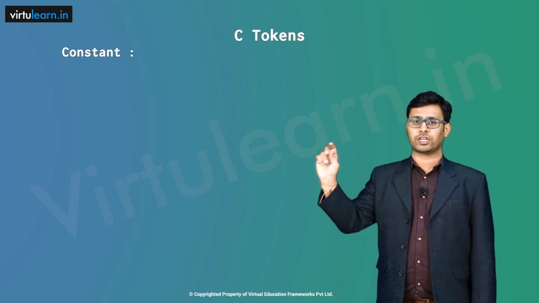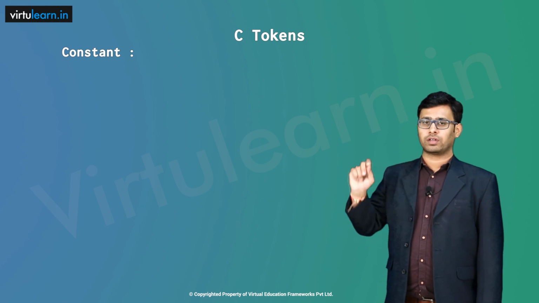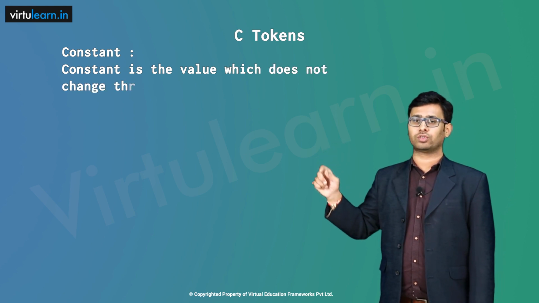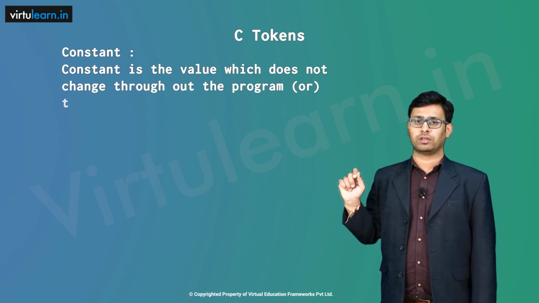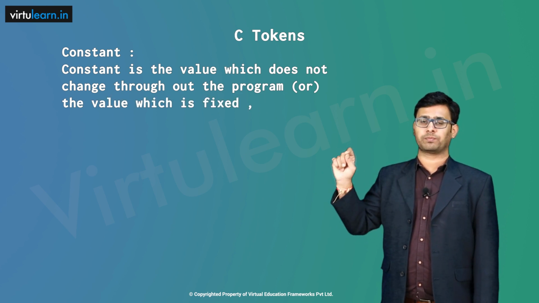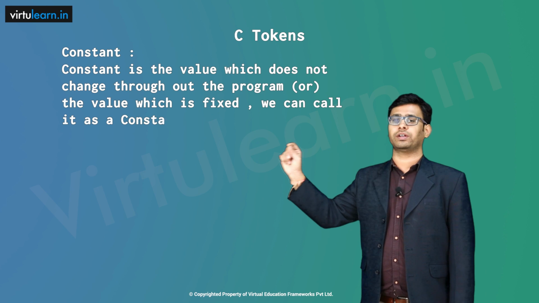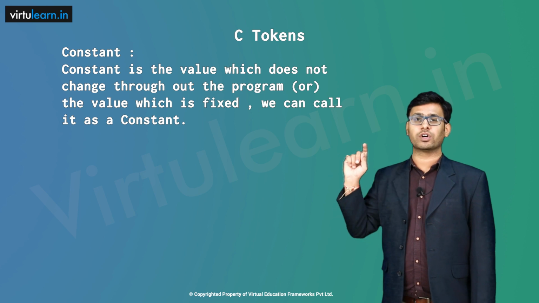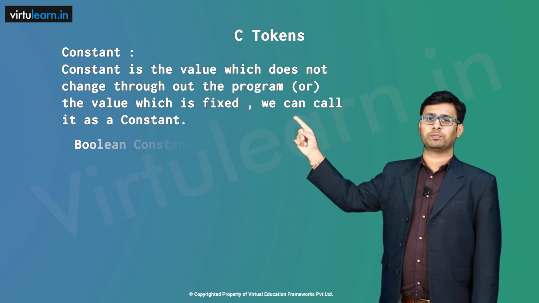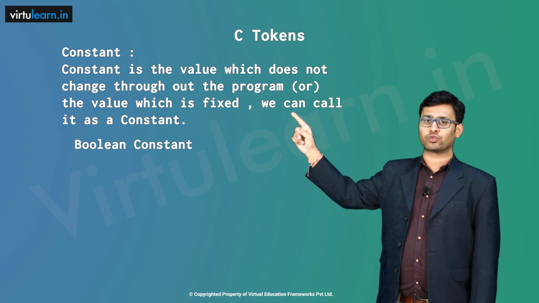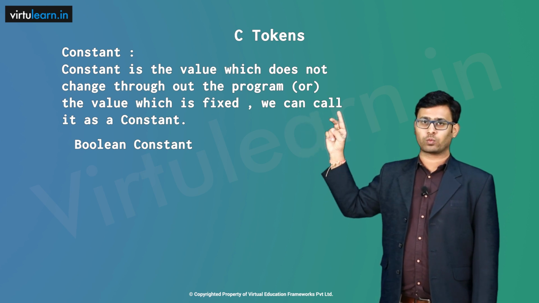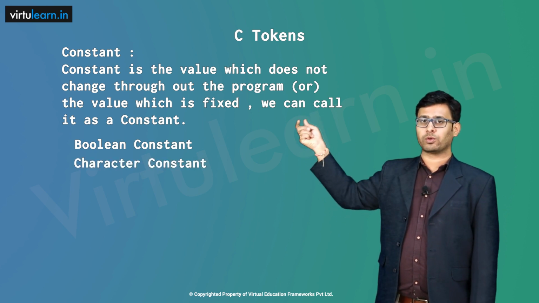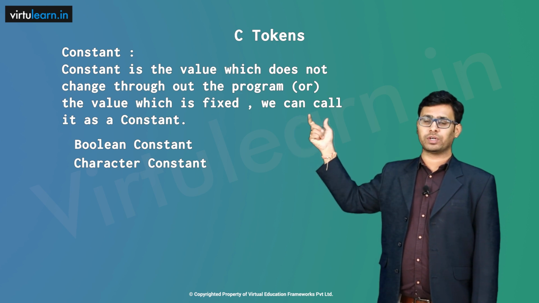First, let us understand the definition of a constant. Constant is the value which doesn't change throughout the program, or the value which is fixed. We are calling it a constant. There are different types of constants. The first one is Boolean constant, that is either it should be true or false. The second one is character constant. The individual character, whatever we want to give as a constant value, we can give as a character constant.